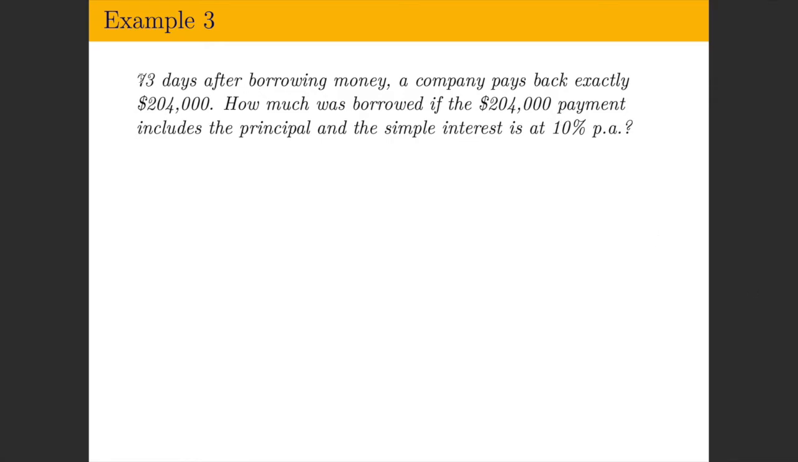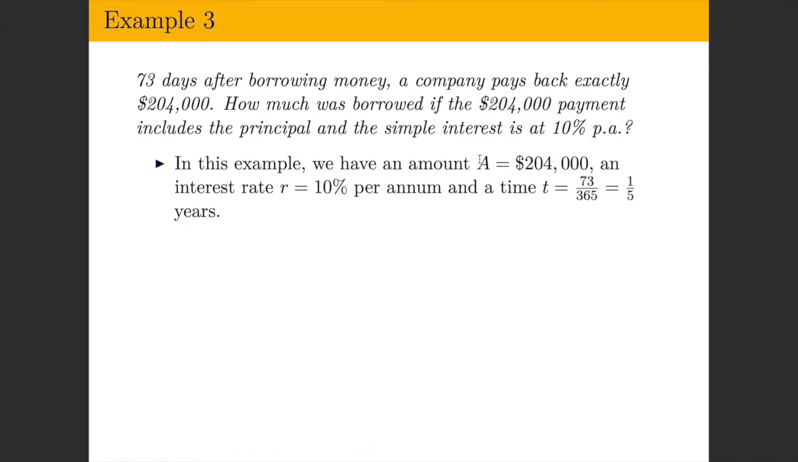73 days, again, we're going to go through a third example here. 73 days after borrowing money, a company pays back exactly $204,000. How much was borrowed if the $204,000 payment includes the principal and the simple interest at 10% per annum? In other words, what we're really told here is that the $204,000 payment is the accumulated value.